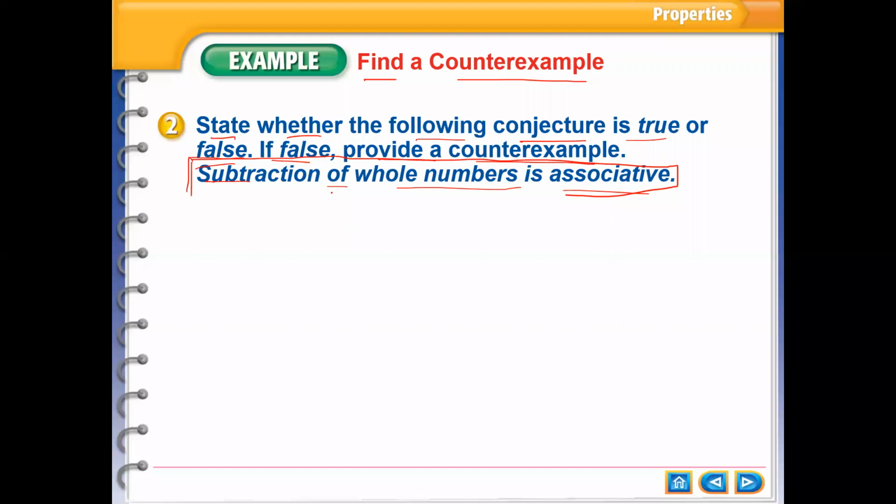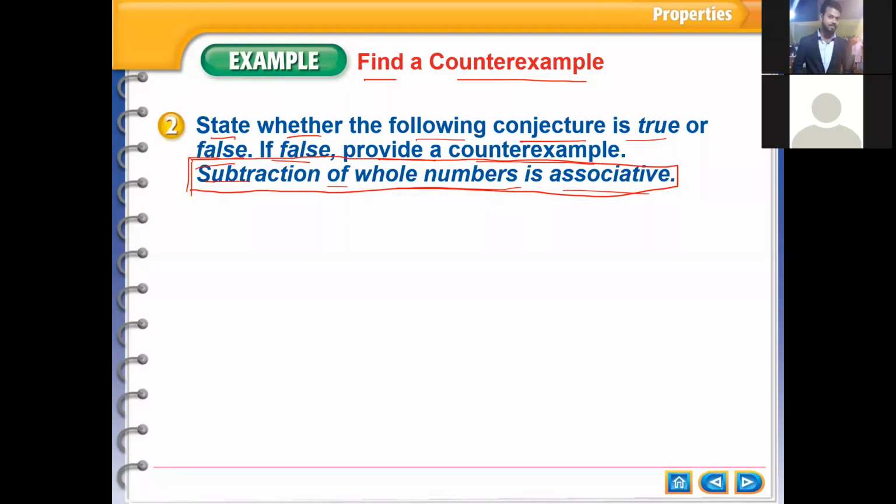The statement written here is: subtraction of whole number is associative. Is it true or false? It means it wants to ask, does the associative property for subtraction exist or not? So it is saying that it exists. Is it true or false?